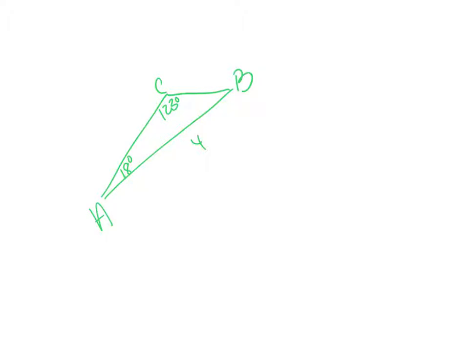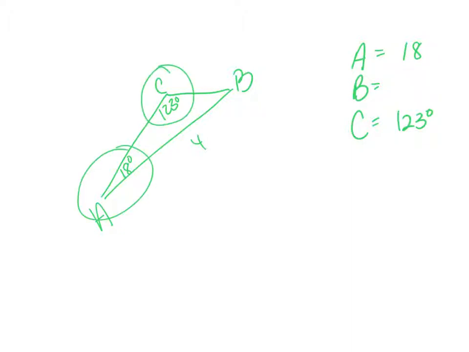So in this case, we have big A, B, and C. They gave us C is 123. They gave us A is 18. And we need to find B by subtracting them from 180. So what do we get for big B? So big B is what, 39?